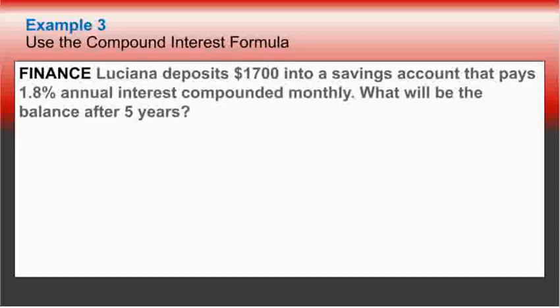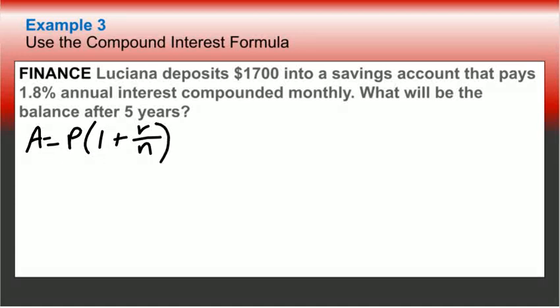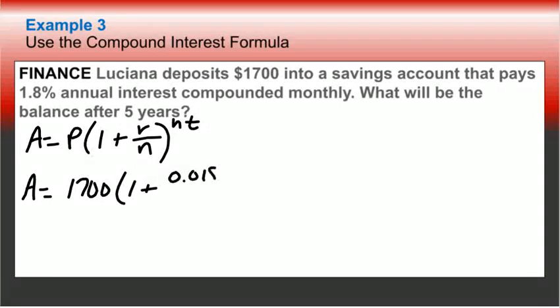Next, Luciano deposits $1,700 into a savings account that pays 1.8% annual interest compounded monthly. What will be the balance after 5 years? So the compound interest formula: A equals the principal amount times 1 plus the rate as a decimal divided by the number of times compounded per year, raised to the nt power. So they want to know what the balance will be after 5 years. $1,700 times 1 plus the rate as a decimal, which would be 0.018. Compounded monthly means 12 times a year, and this would be 12 for 5 years.